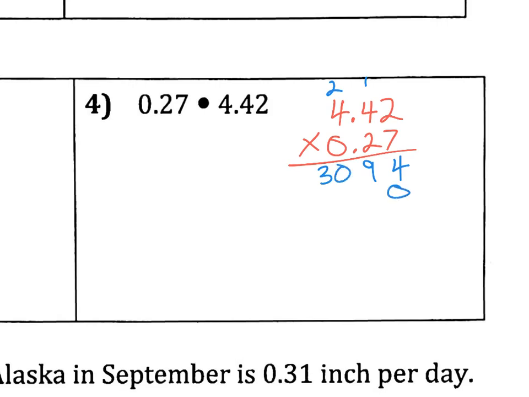Put a 0 on the next line. 2 times 2 is 4. 2 times 4 is 8. And 2 times 4 is 8. Put 2 zeros on the next line, and then everything else is 0, because 0 times 2 is 0. 0 times 4 is 0, and 0 times 4 is 0.